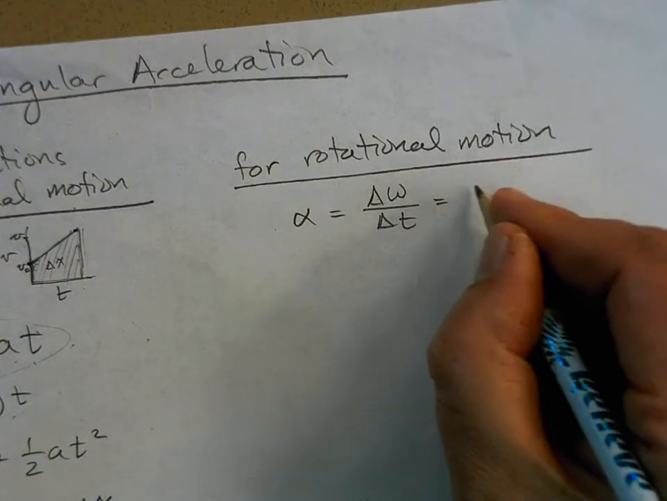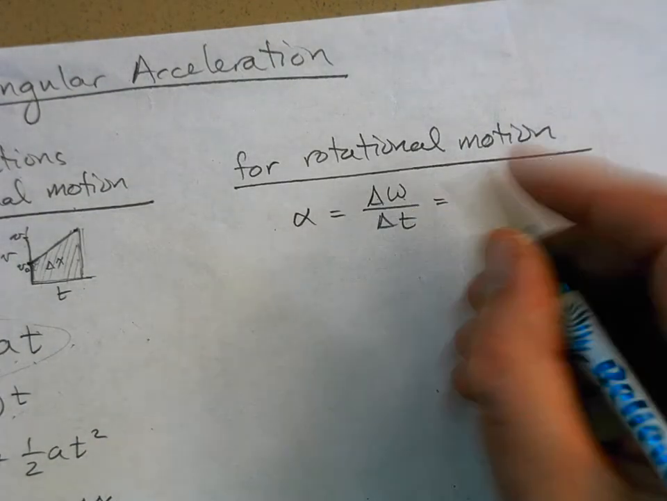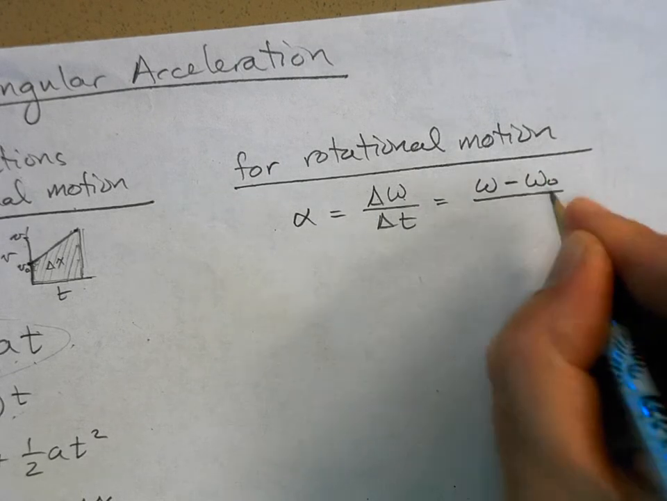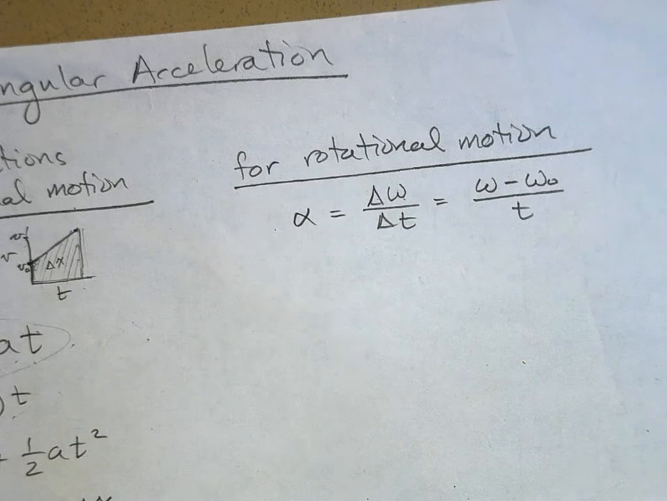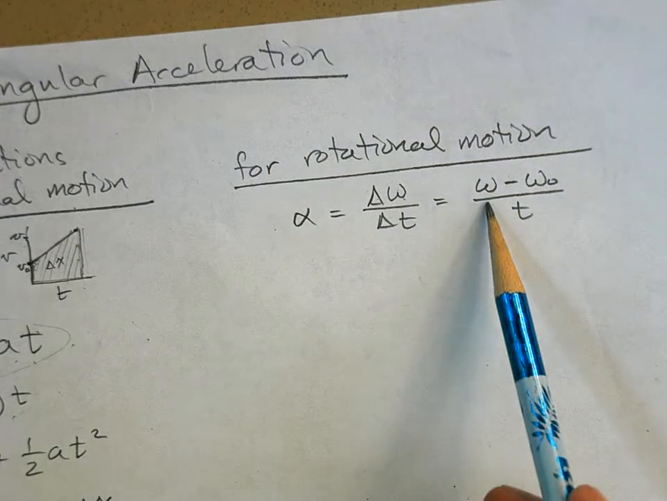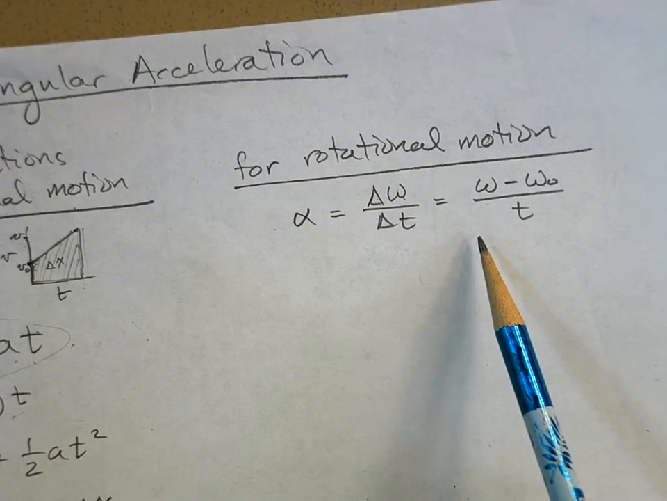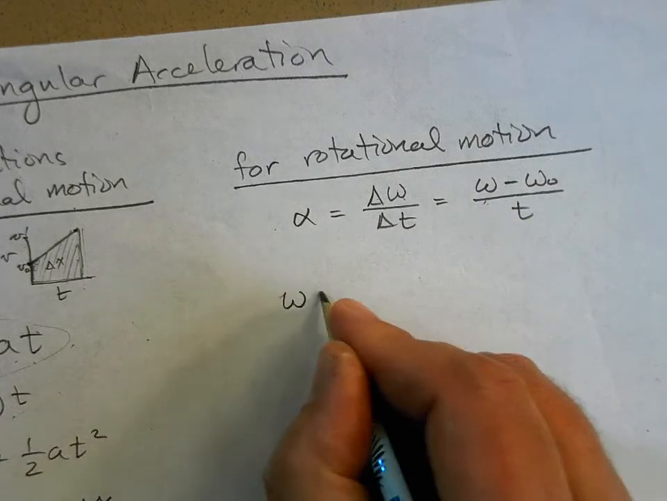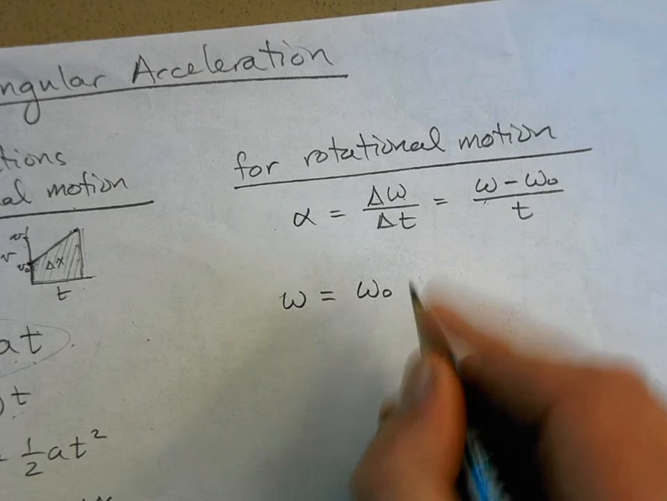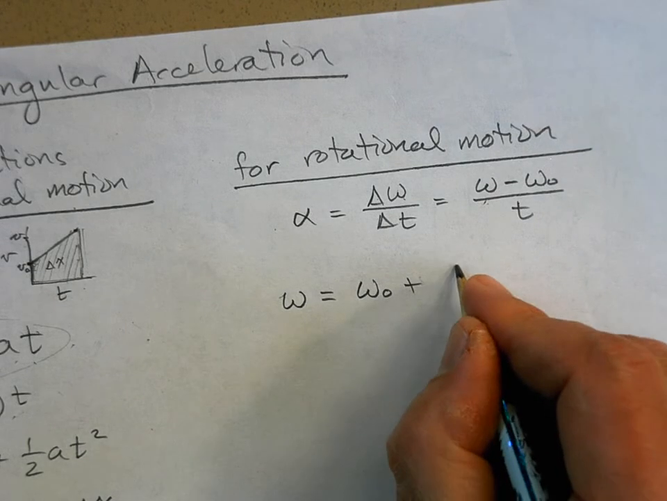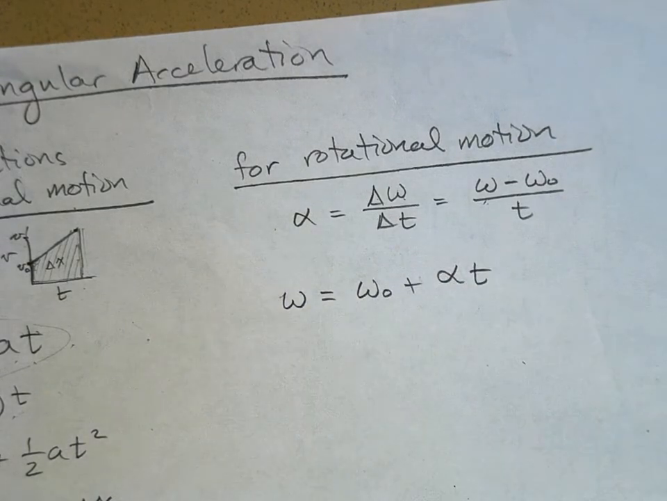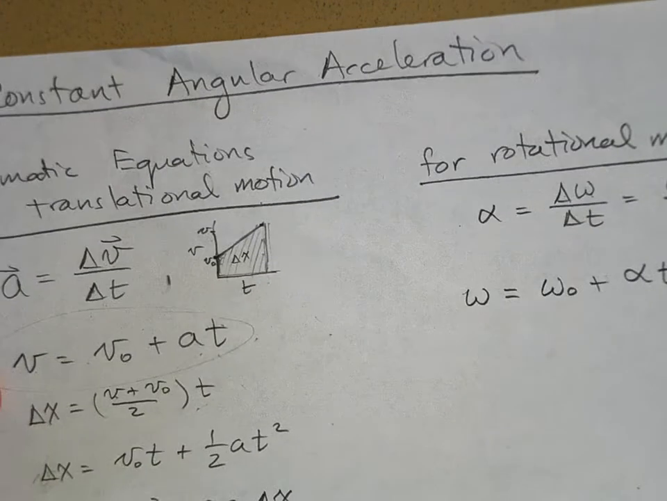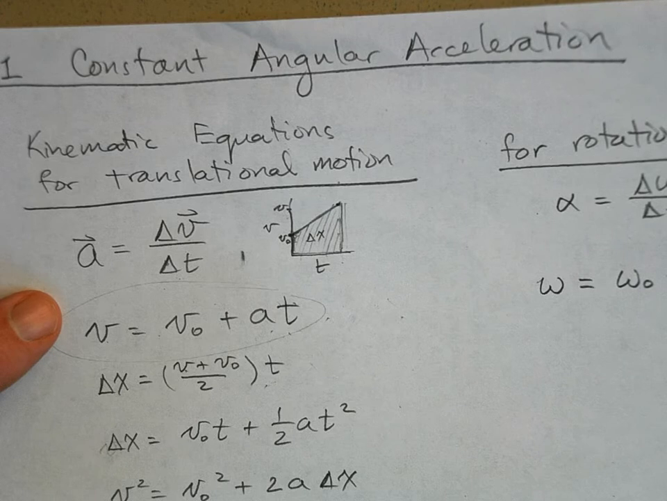Well, delta omega is equal to the final angular velocity minus the initial angular velocity, and we'll just call delta t our time t. And if I solve this for angular velocity, I get the angular velocity is equal to the initial angular velocity plus the angular acceleration times time. So this is the same equation as this. Look at that.